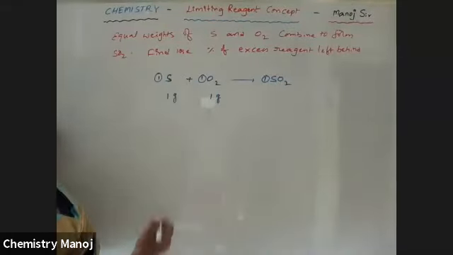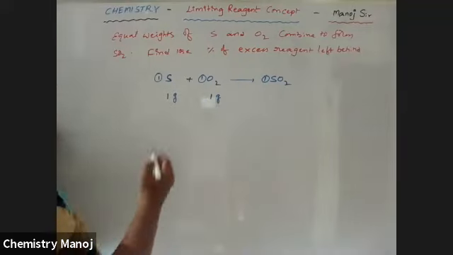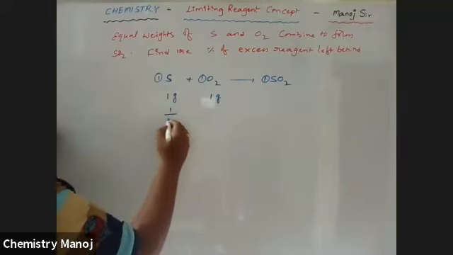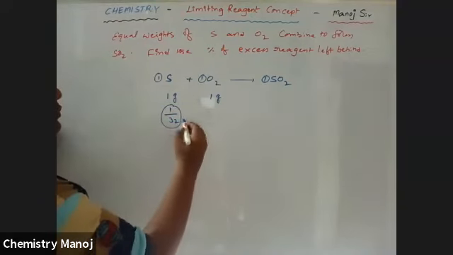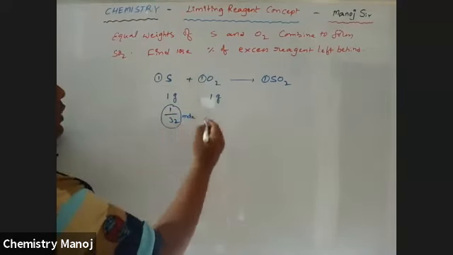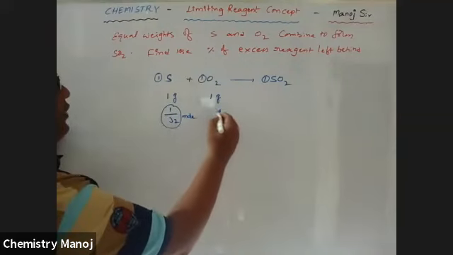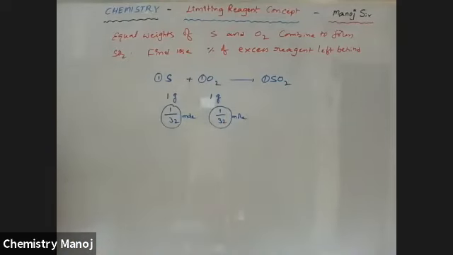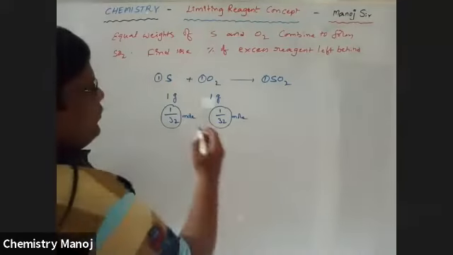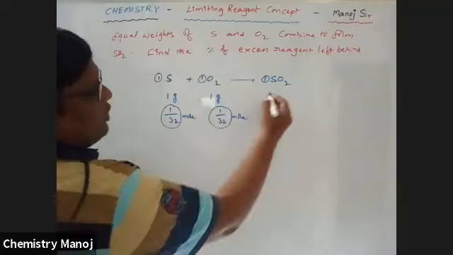So now convert these grams into moles. 1 by atomic weight of sulfur, which is 32, so 1 by 32 moles of sulfur reacts with 1 by oxygen molecular weight, which is 32, so 1 by 32 moles of oxygen. Now, 1 mole reacts with 1 mole gives 1 mole.